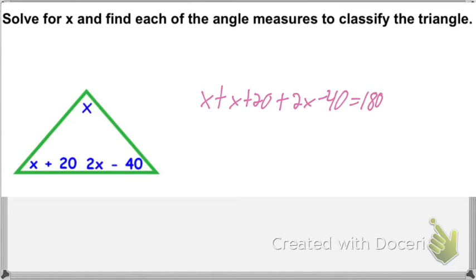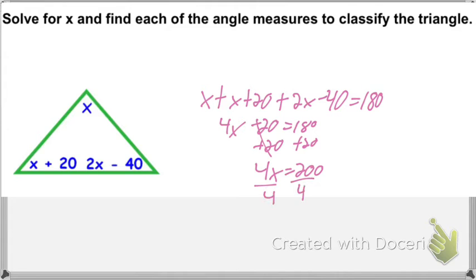Okay, so now we would solve for x by combining like terms. What's x plus 2x? 4x. What's 20 plus negative 40, or 20 minus 40? Negative 20. So now we add 20. 4x equals 200. Divided by 4, and what's x?